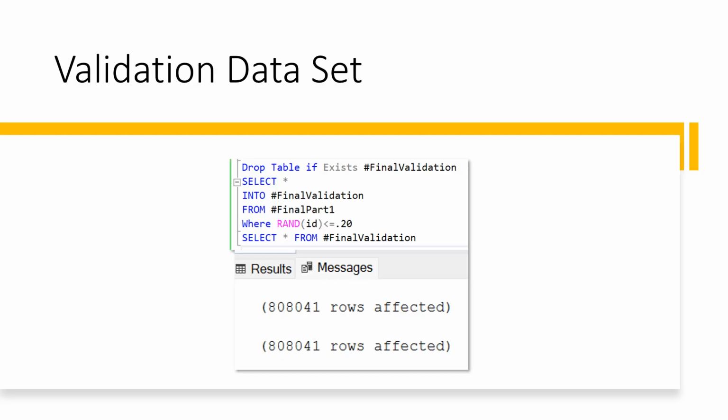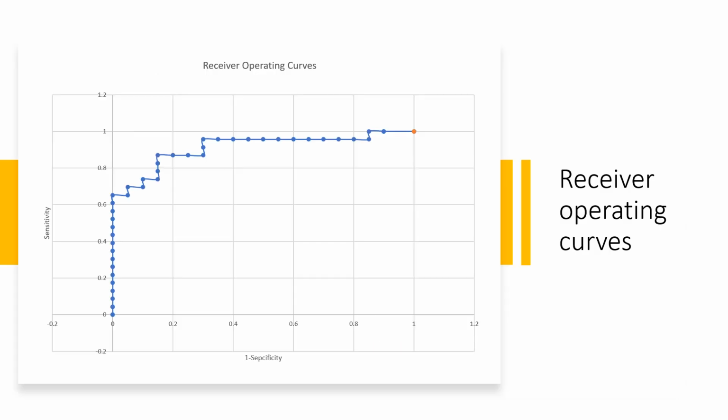20% of the data was set aside for cross-validation. The receiver operating curve plots sensitivity and 1 minus specificity observed at different cutoff points.